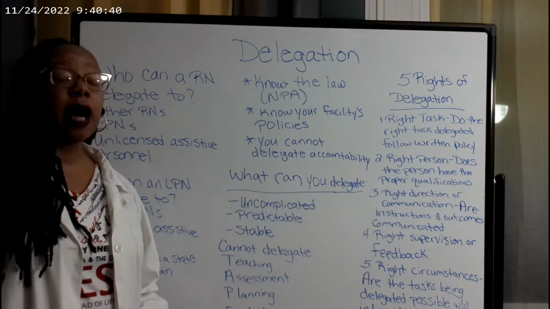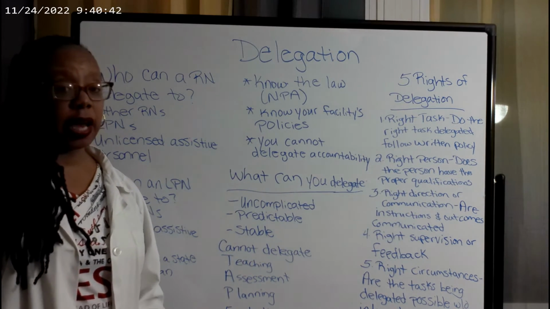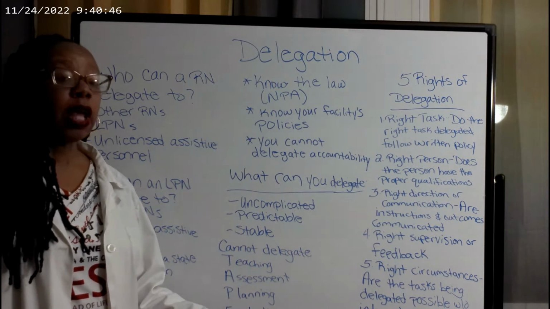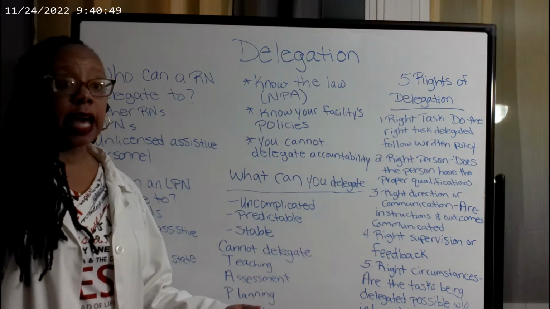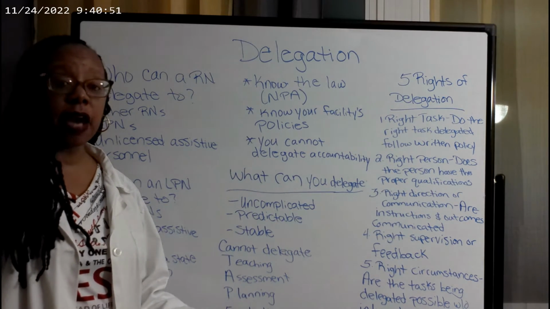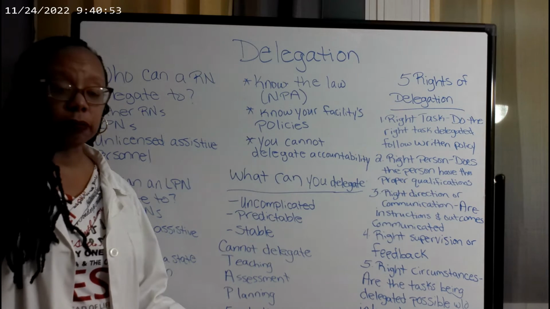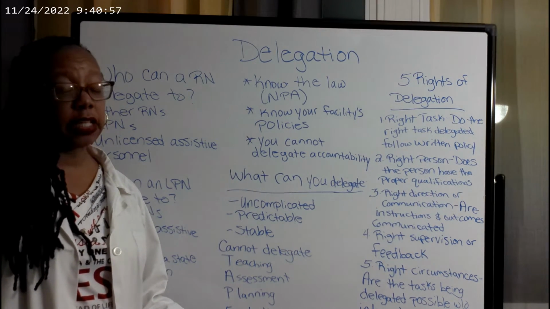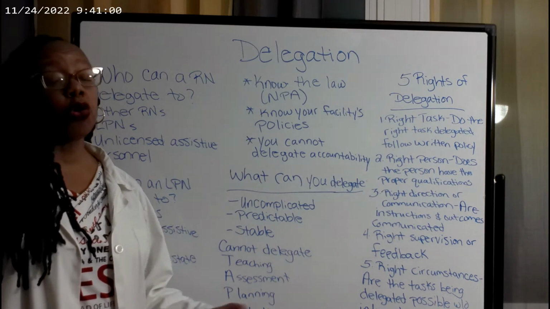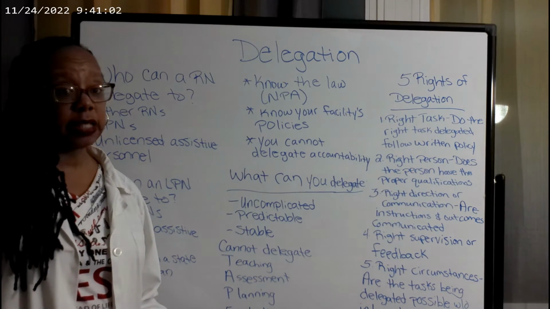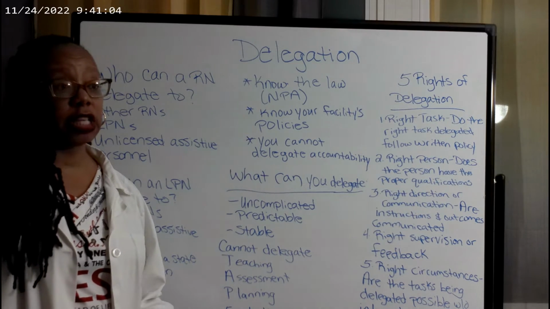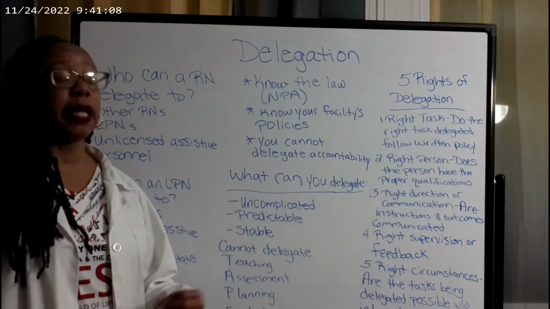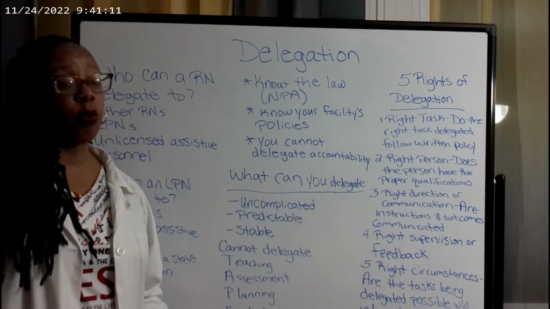Also, you need to know what your facility's policy says. Your facility's policy can make stricter guidelines, but they cannot make looser guidelines. For example, the law says that an aide can take vital signs on a stable patient. However, not all facilities allow their aides to take vital signs. So you need to know what your facility's policy is in addition to what the law says. Like I said, your facility can make stricter guidelines, but they can't make looser guidelines than what the law says.